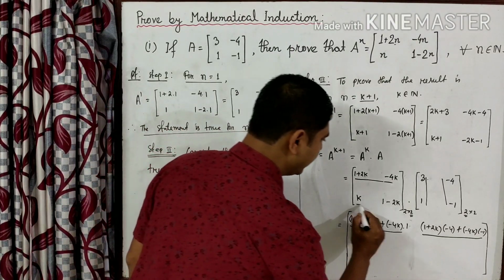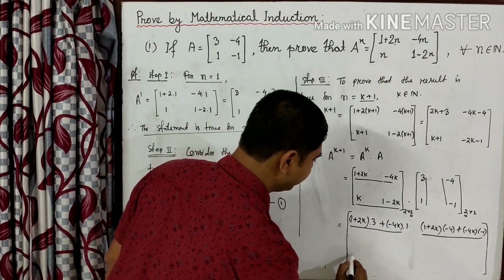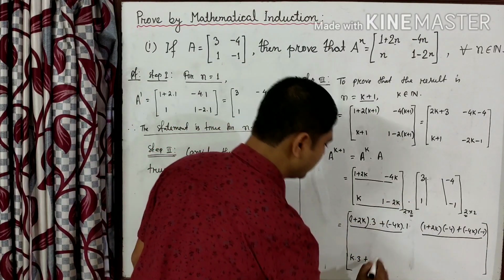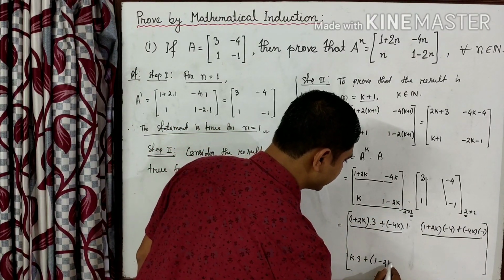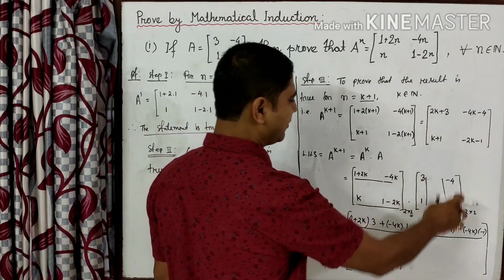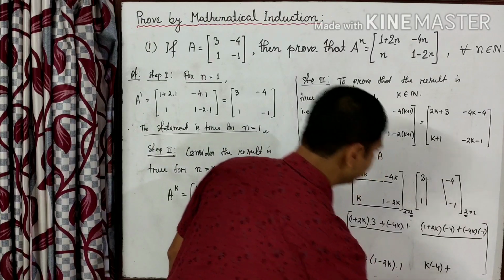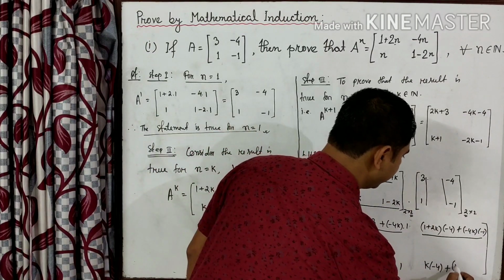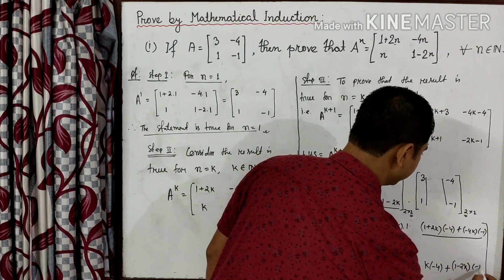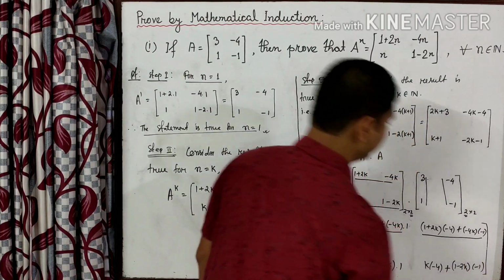Next, you have to multiply second row, first column: K into 3 plus 1 minus twice K into 1. Next, this row multiplied with second column: K into minus 4 plus 1 minus twice K into minus 1. You have this one. Clear?